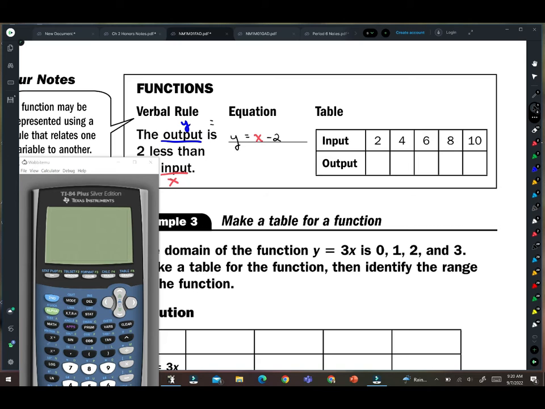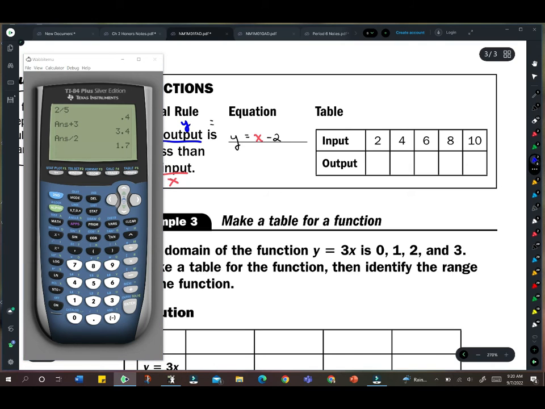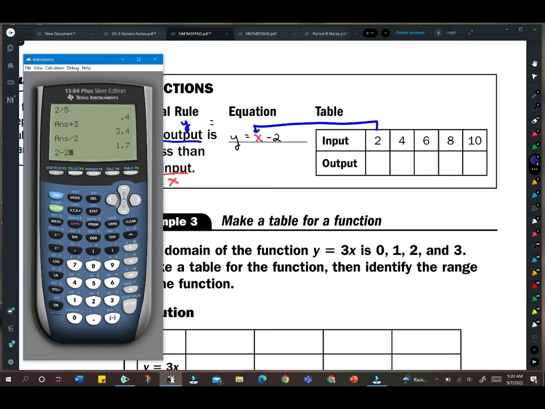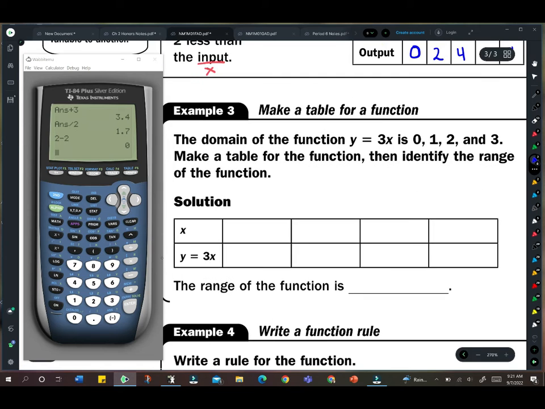What we can then do is evaluate that equation for different values. So in our calculators, we have the equation we want to use. We can use these different inputs. We can then put 2 in for x. So 2 minus 2 is pretty simple, it's 0. Then we put 4 in for x. 4 minus 2 is 2. Then we put 6 in for x. 6 minus 2 is 4. Then we put 8, and then we put 10. And that's how you fill out our table.